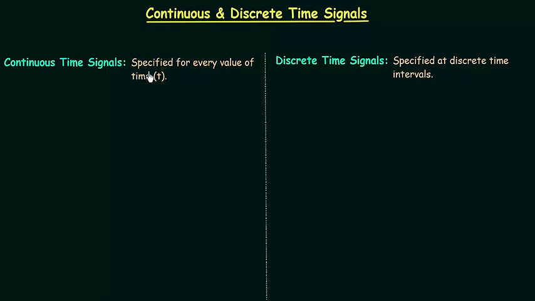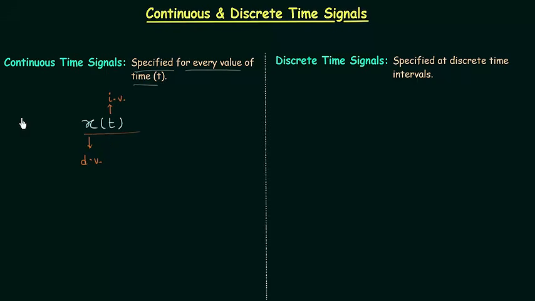The signals which are specified for every value of time t are called continuous time signals, and they are represented by small x inside the parenthesis small t, where small x is the dependent variable and small t is the independent variable. And you can see signal x(t) is a single variable signal because we only have one variable, which is time t.